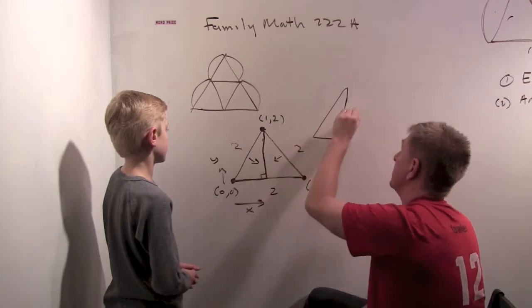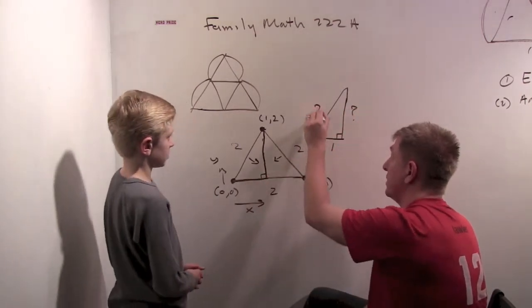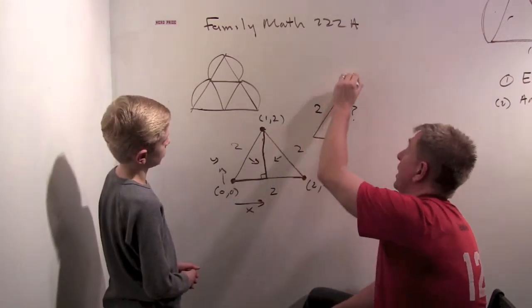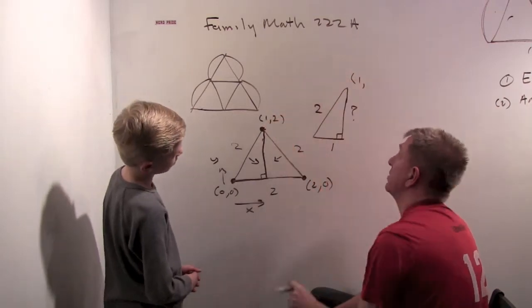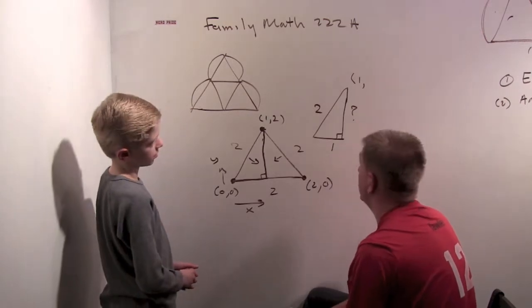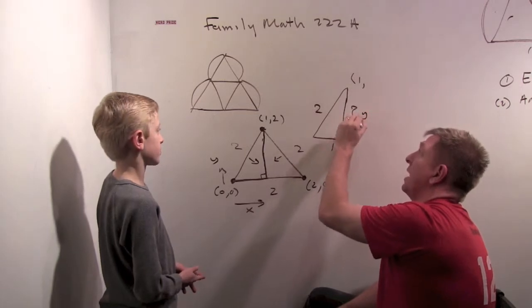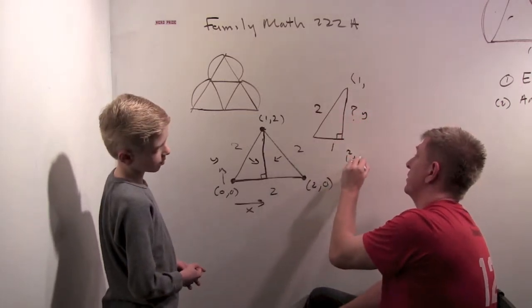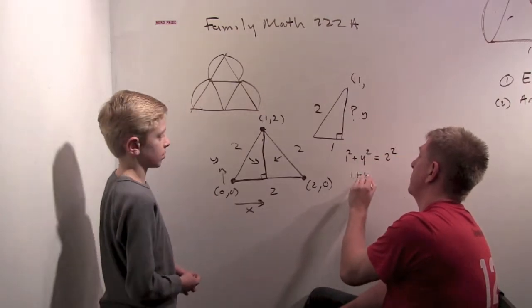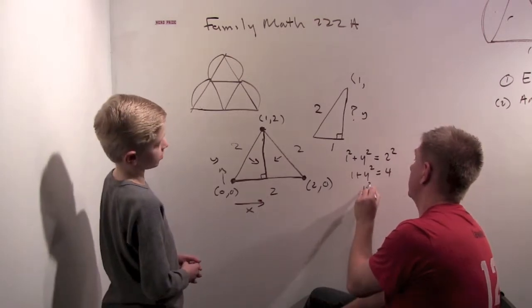This is how high it is, so this is the thing we don't know. But we know this is a right angle there. This is 1, and this is 2. So what can we do to figure out what the y coordinate is? We think it might be 2, but we're not sure. Well, we could use the Pythagorean theorem. What does the Pythagorean theorem say? a squared plus b squared is c squared. So if I call this y, it says 1 squared plus y squared is 2 squared. So 1 plus y squared is 4. So y squared is 3.